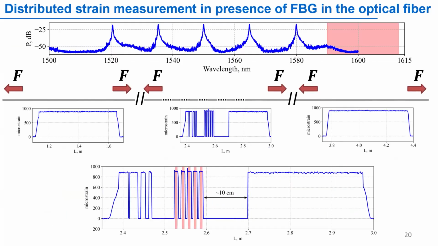So the next step, we decided to shrink the scanning wavelength range and to put it aside from the Bragg wavelengths of the fiber Bragg gratings. So in this case, the 2 parts of the optical fiber that are tensed and don't include fiber Bragg gratings provide good results, and the part of the optical fiber with fiber Bragg gratings has some insensitive zones, which do not give us any information.